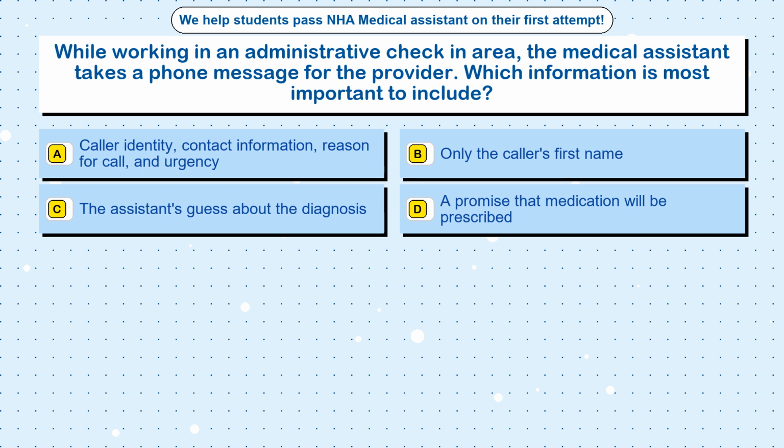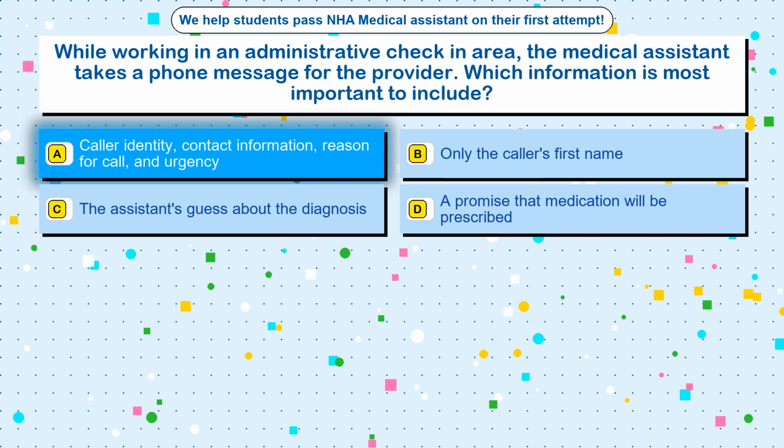Option A, caller identity, contact information, reason for call, and urgency. Option B, only the caller's first name. Option C, the assistant's guess about the diagnosis. Option D, a promise that medication will be prescribed. The correct answer is option A, caller identity, contact information, reason for call, and urgency.